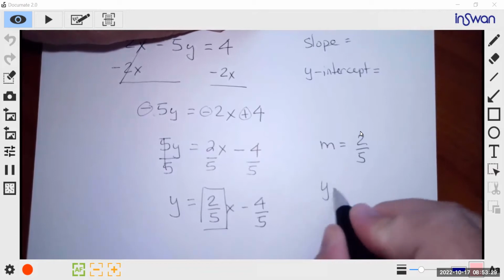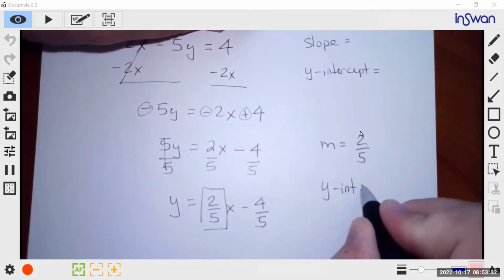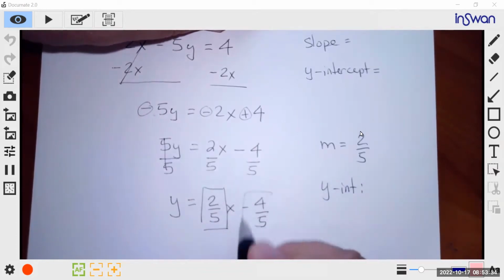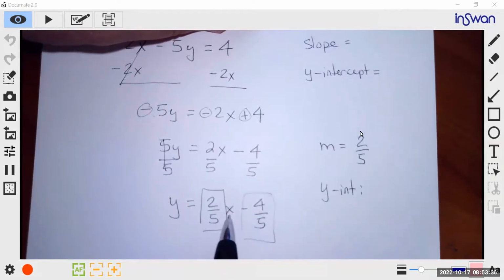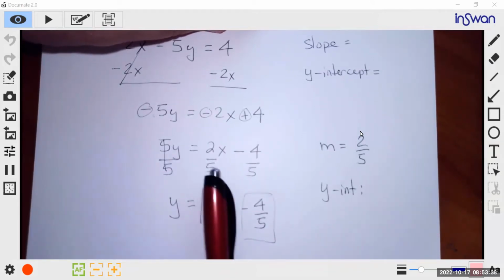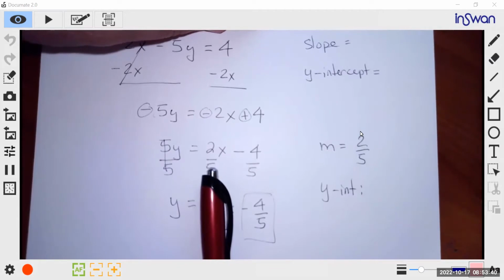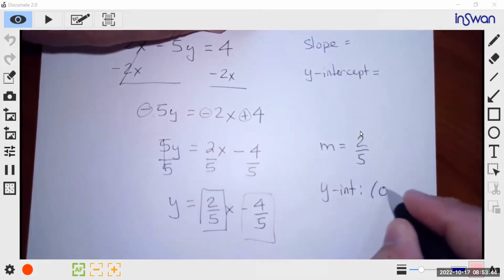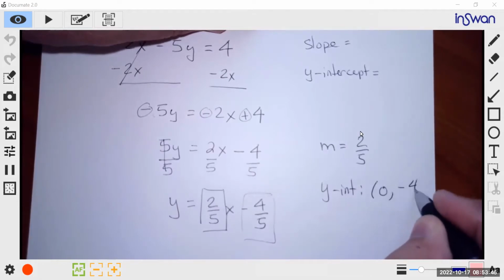The y-intercept is the constant, because whenever you have an equation and you set x equal to 0, the x term disappears. What you're left with is the y-intercept. So the y-intercept is at 0, negative 4/5.